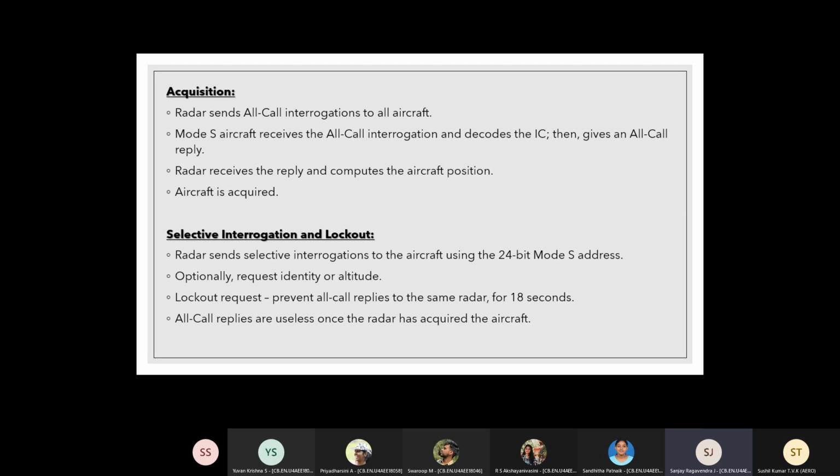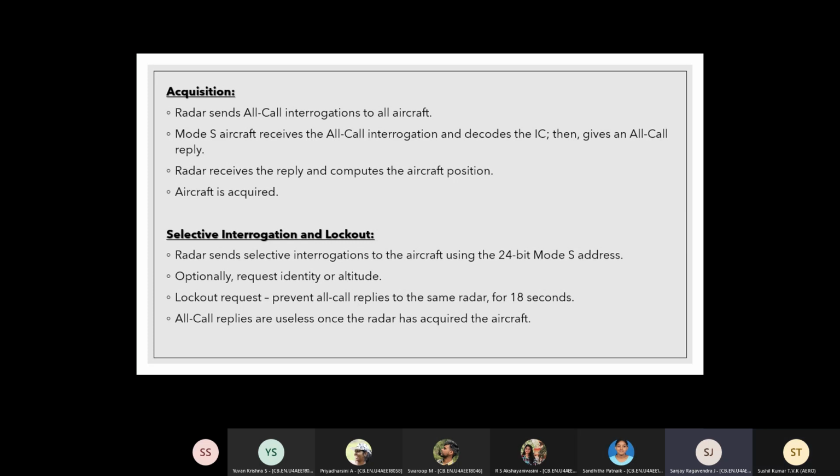Following the acquisition, the radar sends out selective interrogations to each and every aircraft, one at a time, using the Mode S address of that aircraft. It may also request the identity or altitude of the aircraft based on Mode A or Mode C respectively. Then there will be a lockout request to prevent the aircraft from replying to all-call interrogations from the same radar. This is for a duration of 18 seconds.